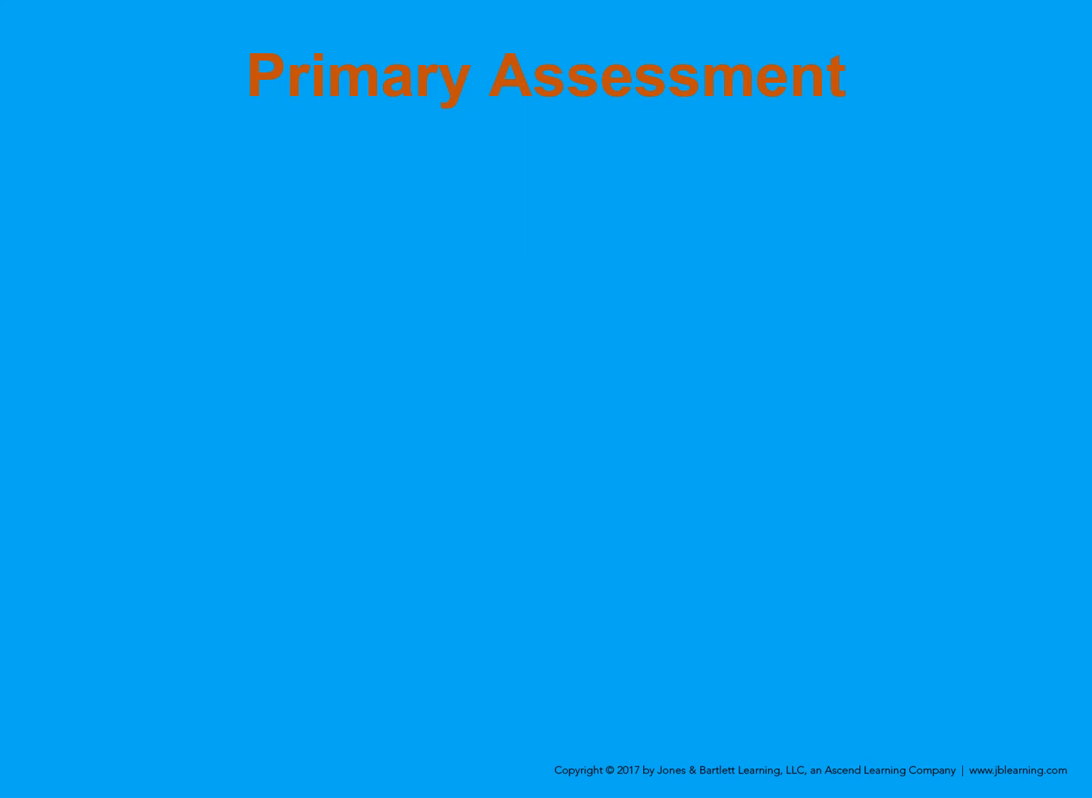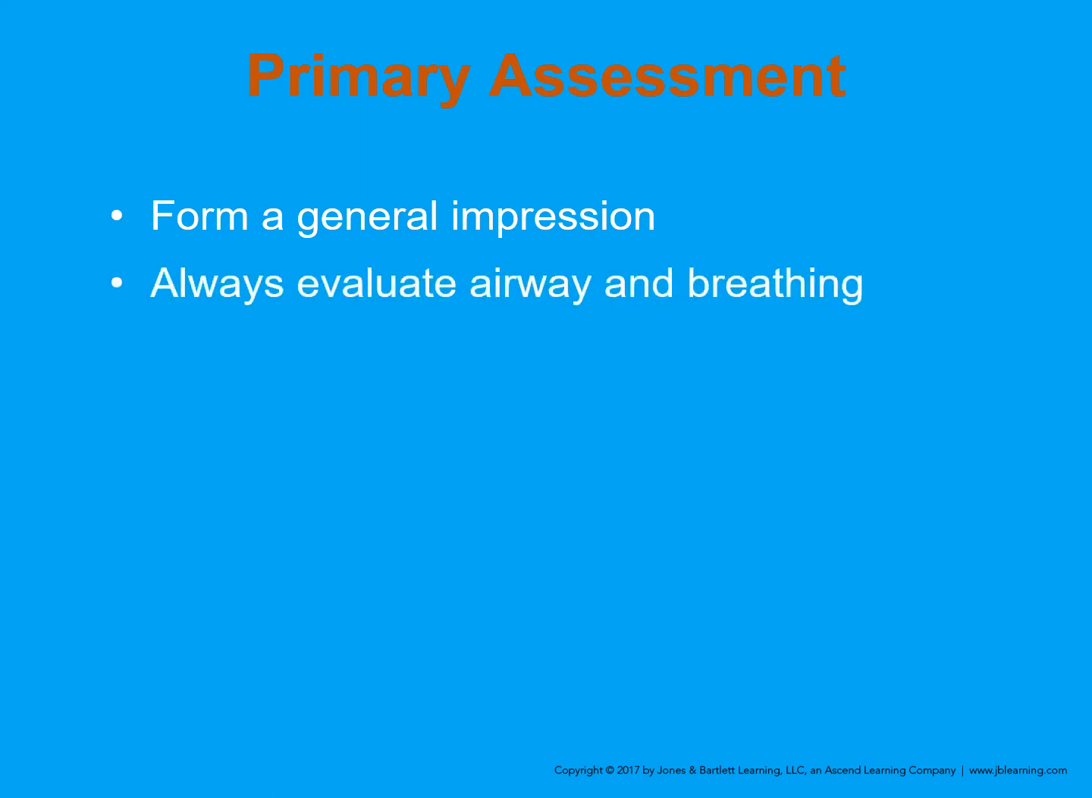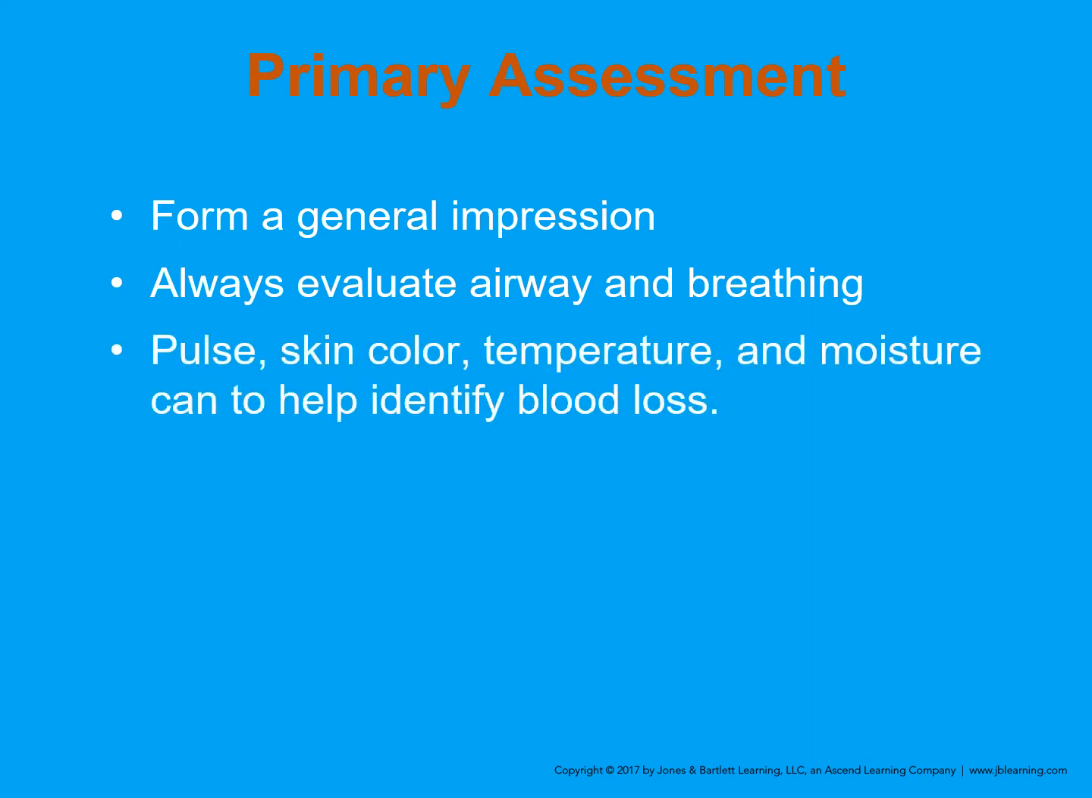In our primary assessment, we want to form a general impression. Is the patient stable or unstable? Sick, not sick? Use the AVPU scale, alert, verbal, pain, unresponsive, to determine the patient's level of consciousness. Always evaluate the airway and breathing immediately to ensure that they are adequate. And if they're not adequate, find a way to help the patient breathe better or easier. Palpate a pulse and evaluate skin color, temperature, moisture to identify if the patient is having any blood loss. So, remember, a patient that's losing a lot of blood, what is their pulse going to be like?